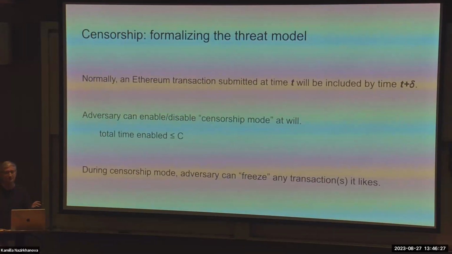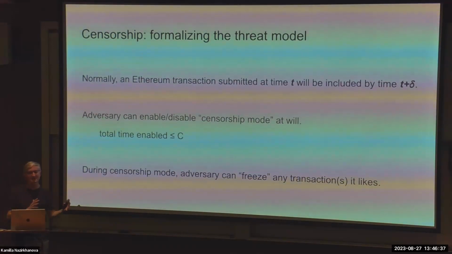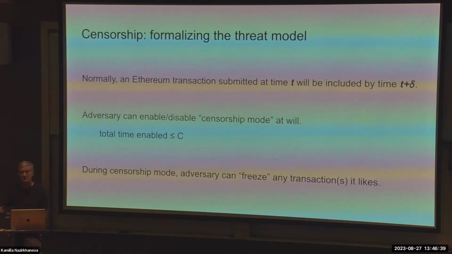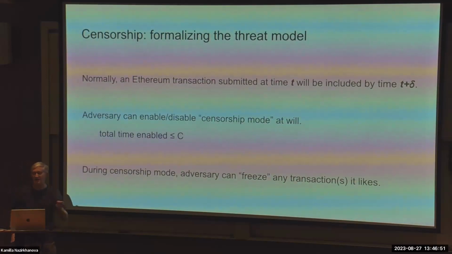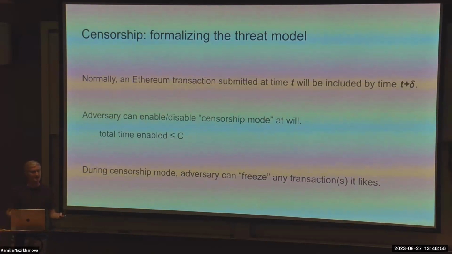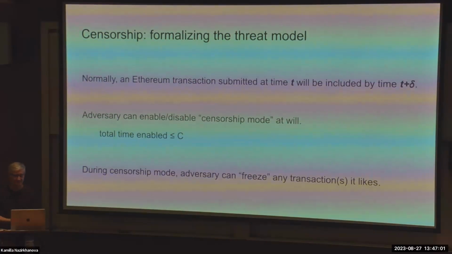And in particular, let me talk for a moment about how we build that in a slightly more formal way into our threat model. So the threat model works like this with respect to censorship. Normally, an Ethereum transaction that gets submitted at time t will be included in the Ethereum chain by time t plus delta, where delta is, think of it as 5 minutes. But the adversary has the ability to enable or disable a notional censorship mode. And they can turn censorship mode on and off as much as they want. The only constraint is they can only have it turned on for a total of up to some maximum time C, which you can think of as 7 days.